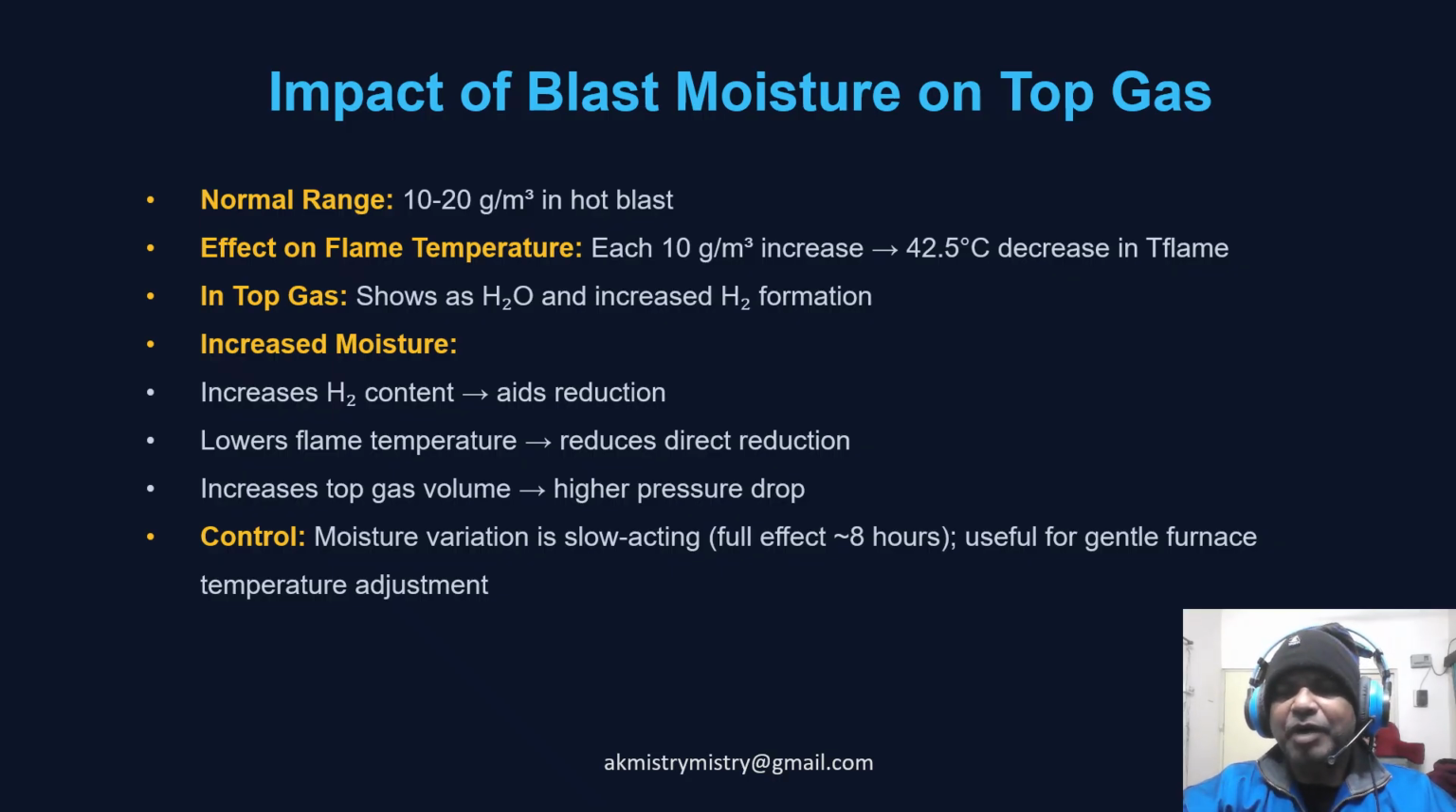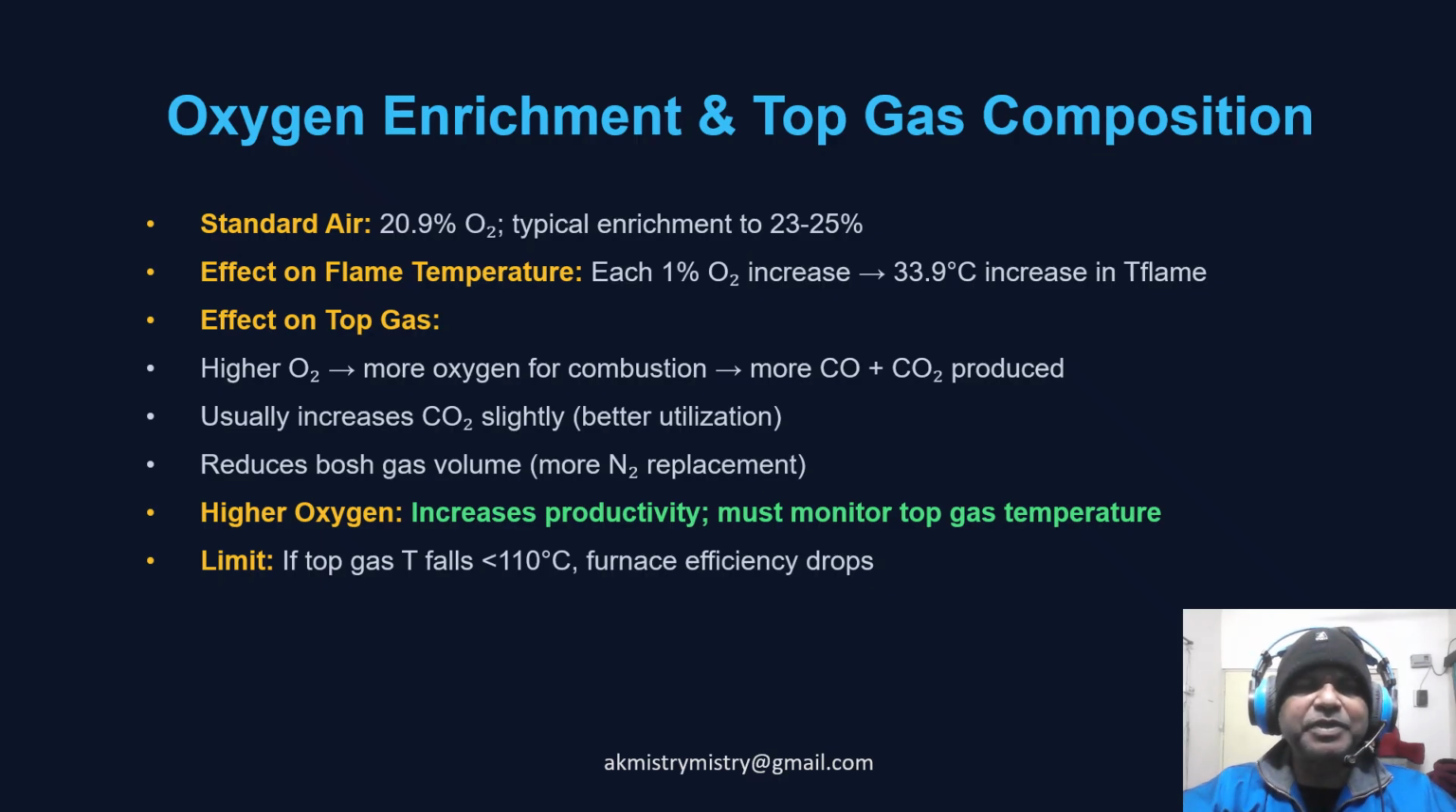Normal air contains about 20.9% oxygen, and a typical enrichment level is 23 to 25%. Each 1 percentage point increase in oxygen raises the theoretical flame temperature by 33.9 degrees Celsius. In the furnace, higher oxygen results in more intense combustion at the tuyere, producing carbon monoxide and carbon dioxide while reducing the volume of inert nitrogen.